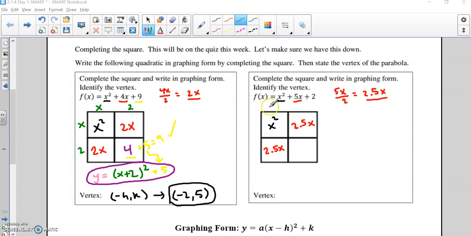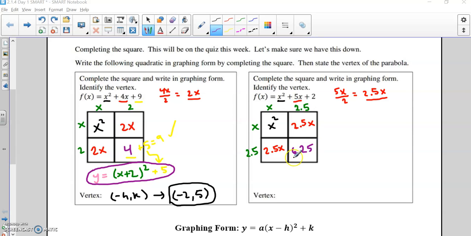Next, as usual, we put our x and x. 2.5 is needed here and here, because x times 2.5 is how we would achieve that 2.5x. Now, in the fourth box, we just multiply those numbers on the outside. So 2.5 times 2.5 gets us to 6.25.